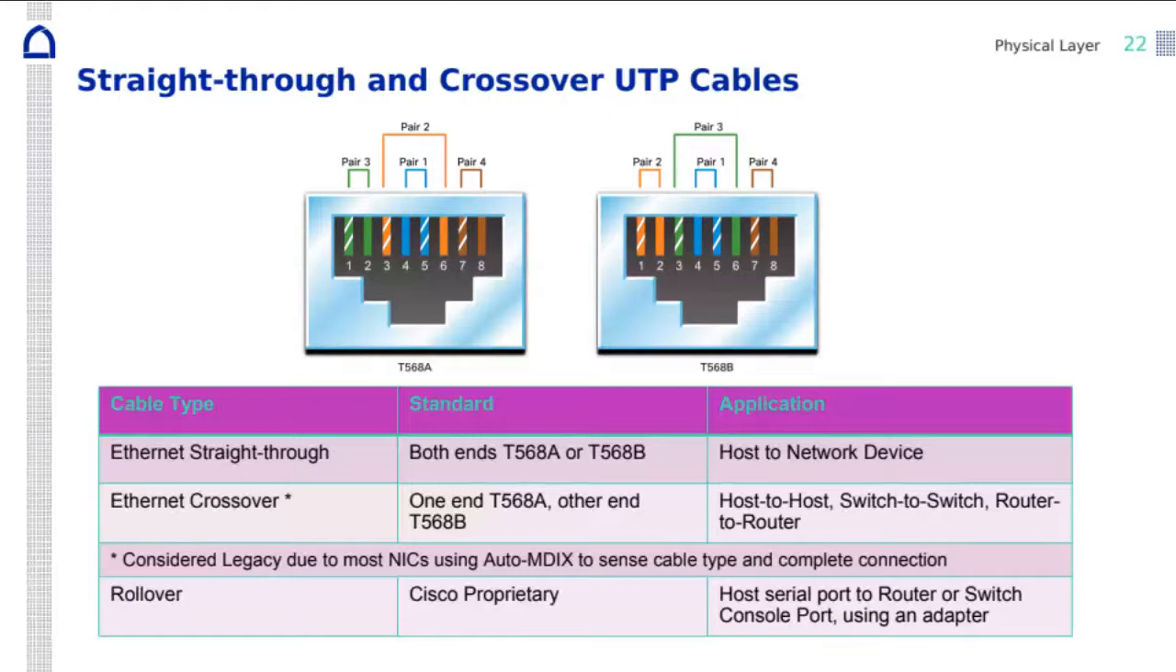We have the Ethernet crossover. It is using the T568A or B. It is used when you connect similar devices together, host to host, switch to switch, or router to router. Then we call it crossover. You should know it, but by practice, you will know it. Crossover, if you are connecting host to host, PC to PC, router to router, switch to switch.